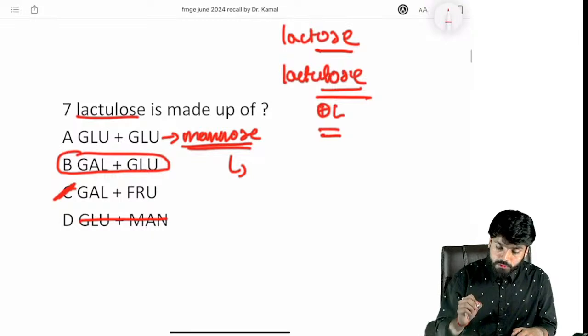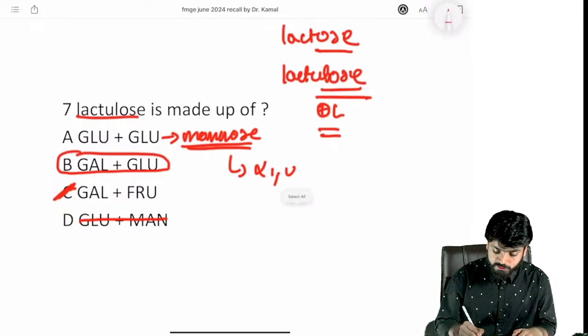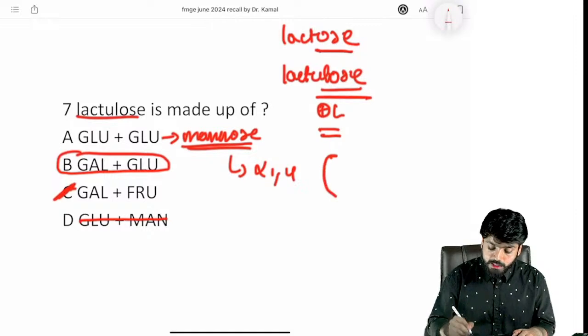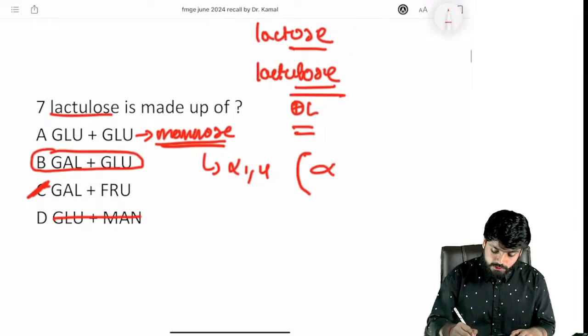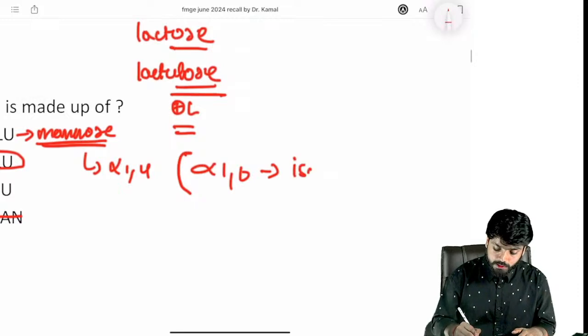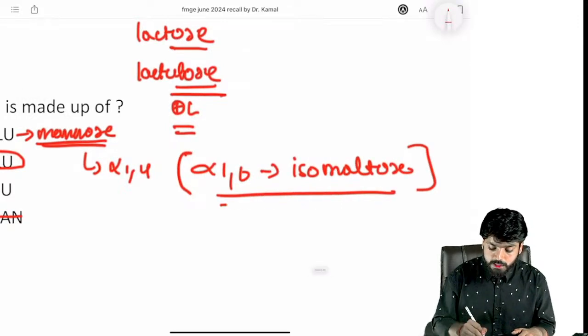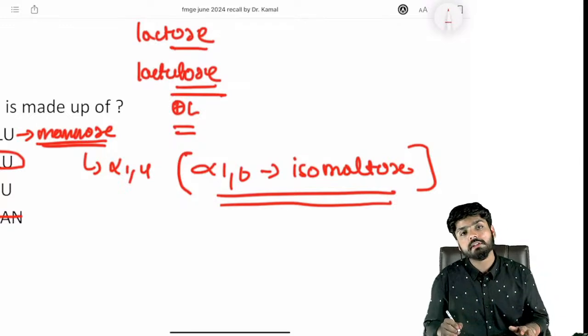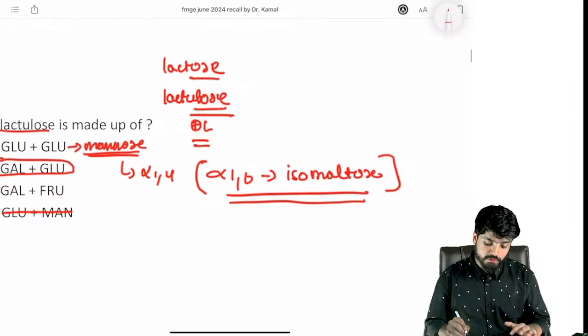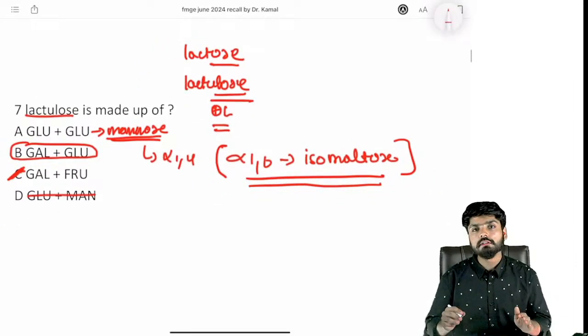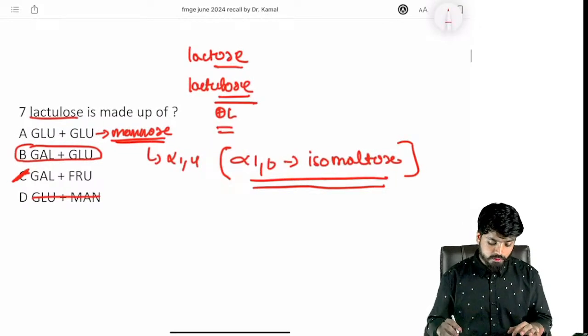And one thing I want to specifically tell you about: the linkage in maltose is alpha 1,4. Okay, what if I change this linkage itself? If I make it alpha 1,6, it becomes isomaltose. This kind of basic thing can either give you marks or take them away from you. So it's better to read some basic stuff also. It always helps in the exam.